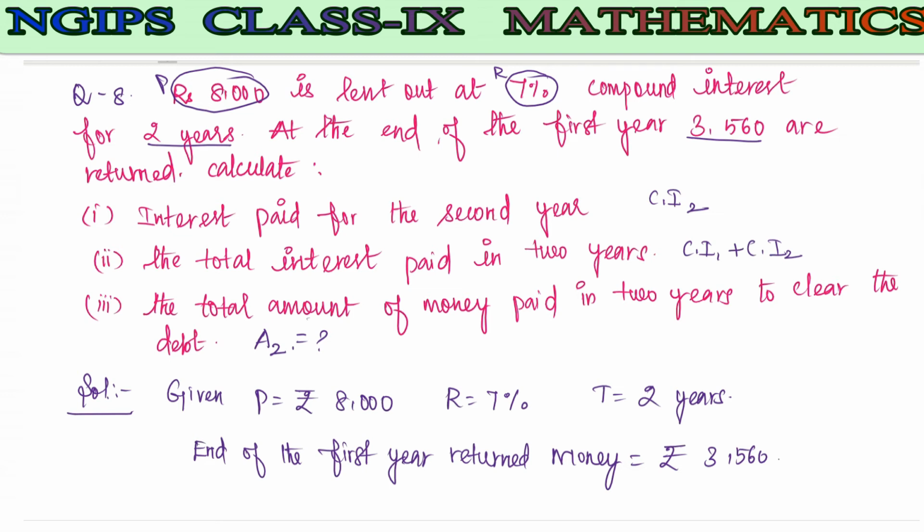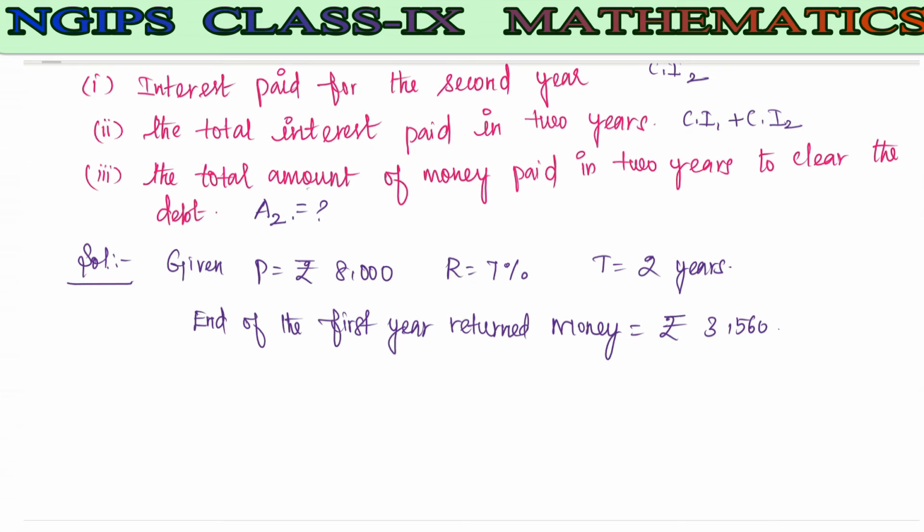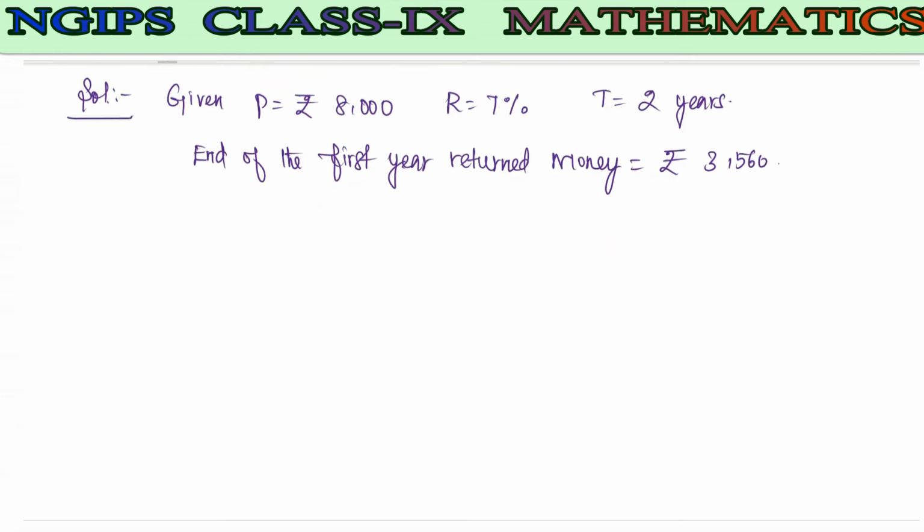From that amount you need to subtract this 3,560 rupees because he is going to return the amount. For the remaining amount you have to calculate the interest for the second year, and we also need to find out the compound interest for 2 years: first year compound interest, second year compound interest. The total interest we need to find for 2 years. Then the third sub question: we need to find out the total amount at the end of the 2 years to clear the debt. First, the compound interest. Here I have written the given values.